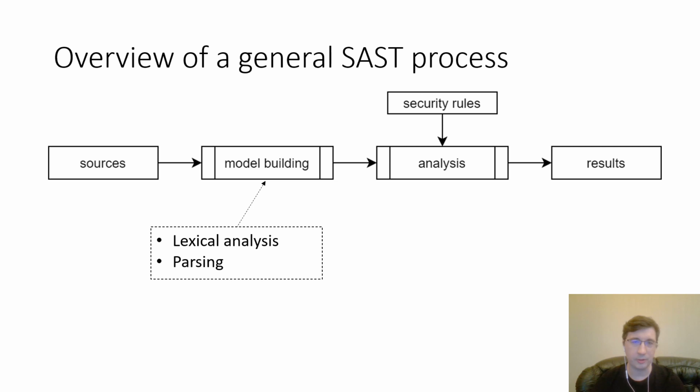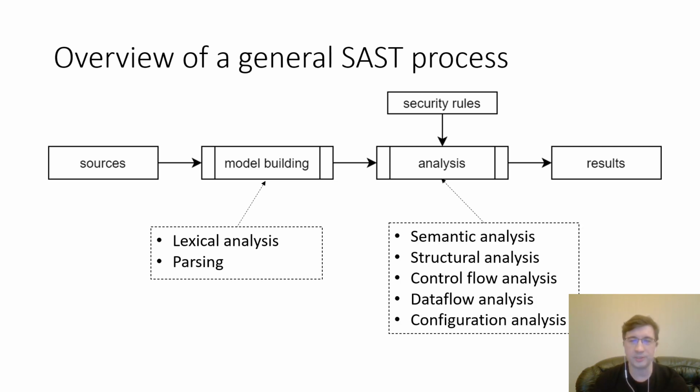The next step is analysis. When the model is built, it is fed to a set of different analyzers. In general, there are several different types of analyzers: semantic, structural, control flow, data flow, configuration, and some others. Tool authors or vendors may add their own custom analyzers, but in general, the set of analyzers looks like this. Also, security rules are fed into the analysis phase to actually help analyzers detect security flaws. And after the process is complete, we as users receive a result. An important point to note here, right away, is that not all SAST tools that currently exist perform all these types of analysis.